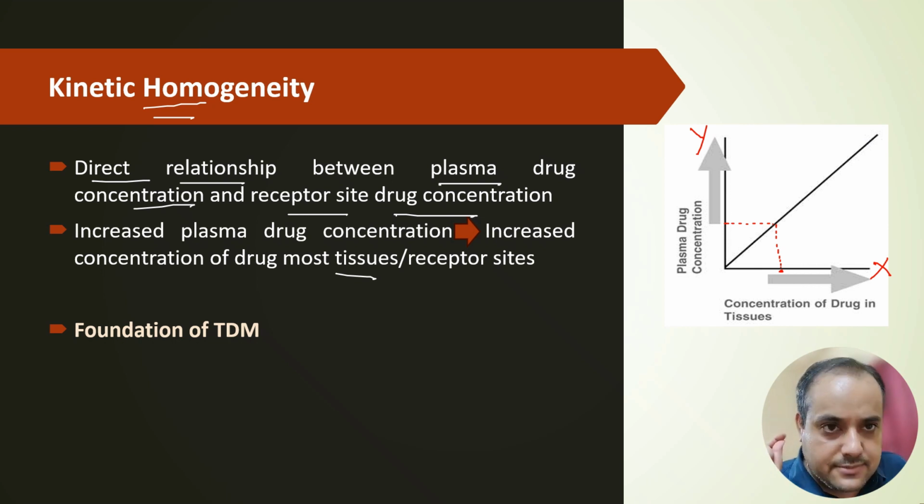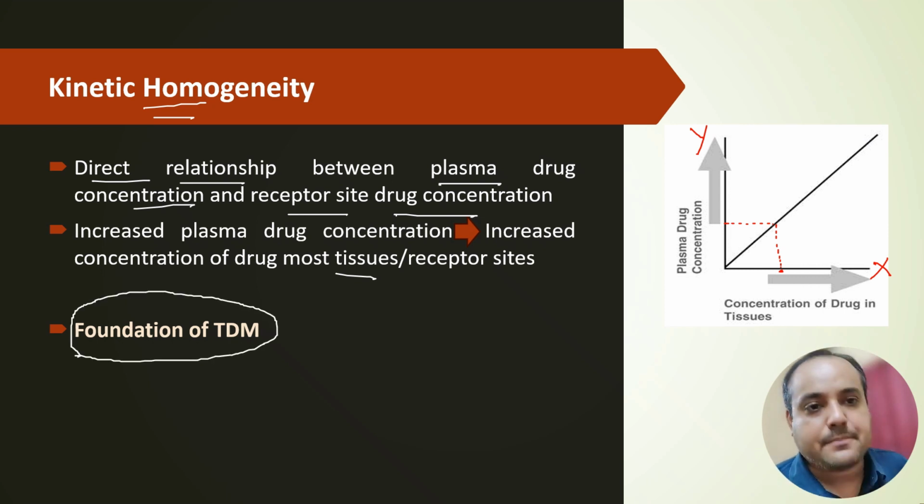Now why is this very important? This is very, very important because this principle of kinetic homogeneity, which measures the direct relationship between the plasma drug concentration and the concentration of the drug at the receptor of the tissues, is the foundation for therapeutic drug monitoring. Now students, we have got a detailed lecture on therapeutic drug monitoring. The link for that video will be given in the description box. I urge all of you to please go ahead and check it out.